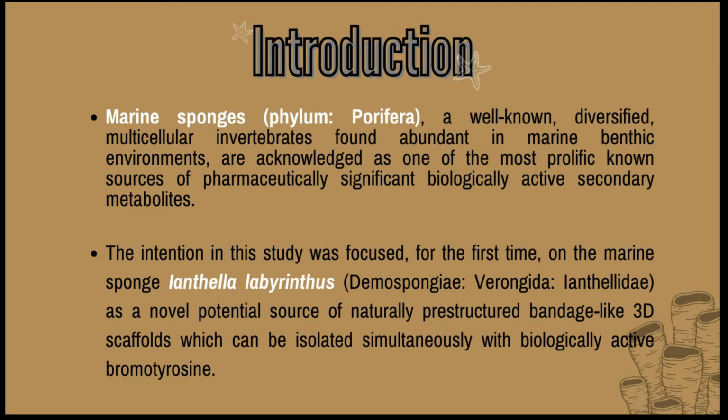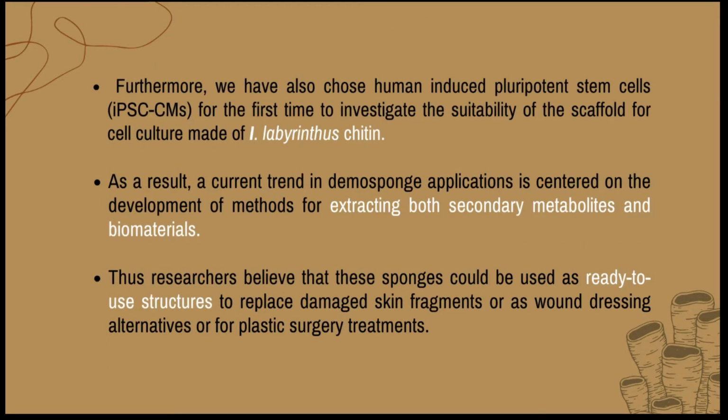Then, the intention of this study was focused for the first time on the marine sponge Iantella labyrinthus as a novel potential source of naturally pre-structured bandage-like 3D scaffolds which can be isolated simultaneously with biologically active bromotyrosine. Furthermore, for the first time, we also chose human-induced pluripotent stem cells, or iPSC-CMs, to investigate the suitability of the scaffold for cell culture made of Iantella labyrinthus chitin.